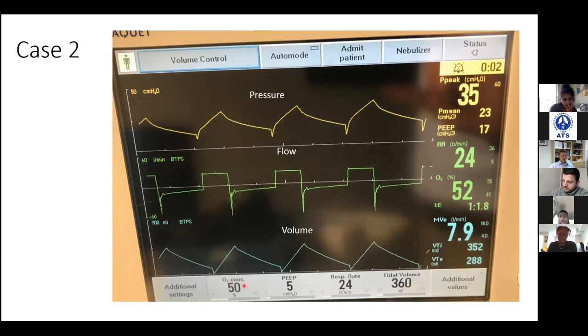This patient's on 50% oxygen. They have a PEEP of 5. I think you talked about PEEP in the last case, so I won't go into that. We've set their respiratory rate of 24.